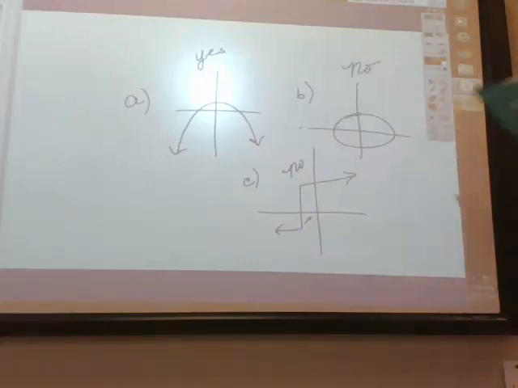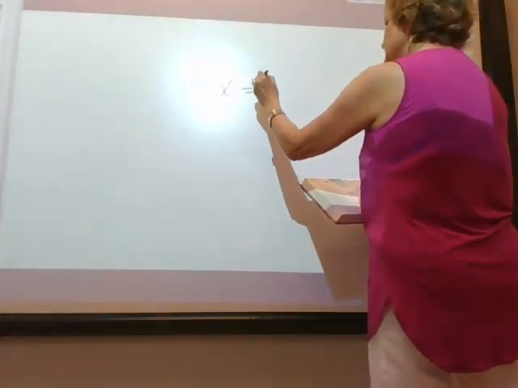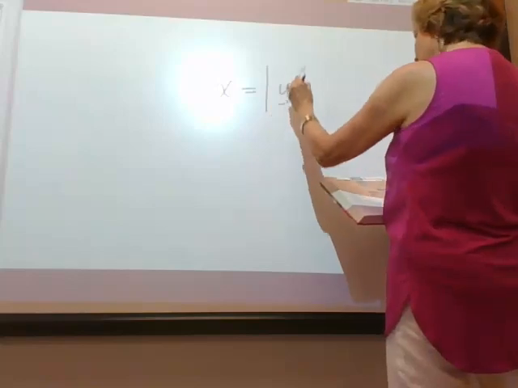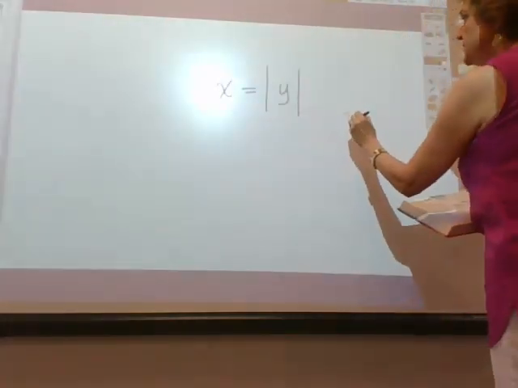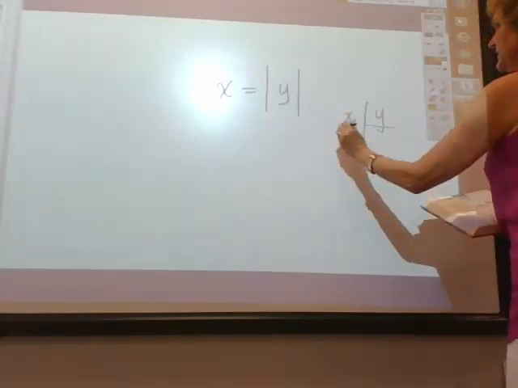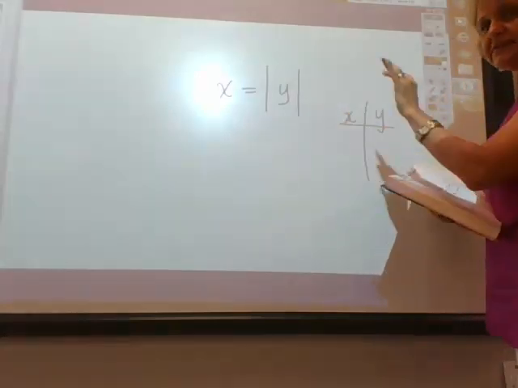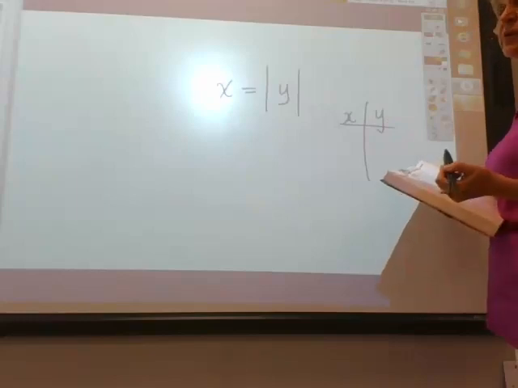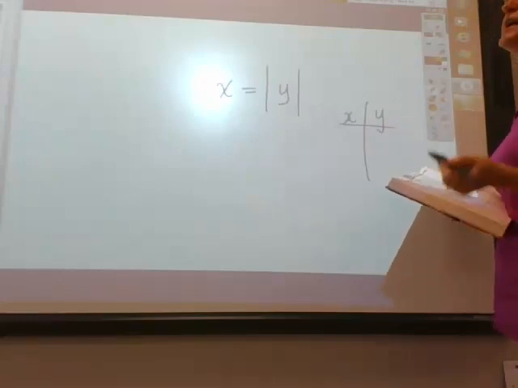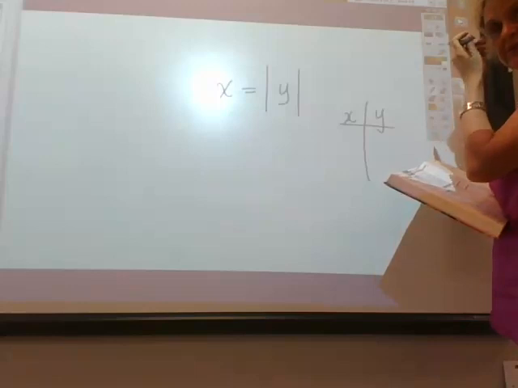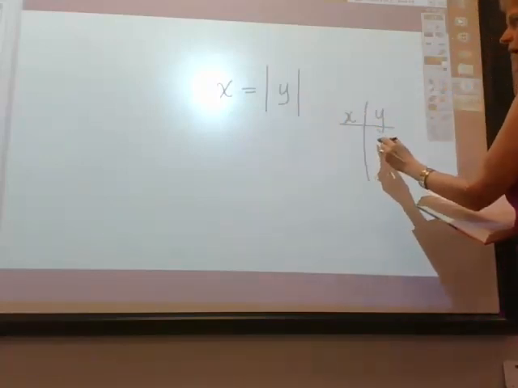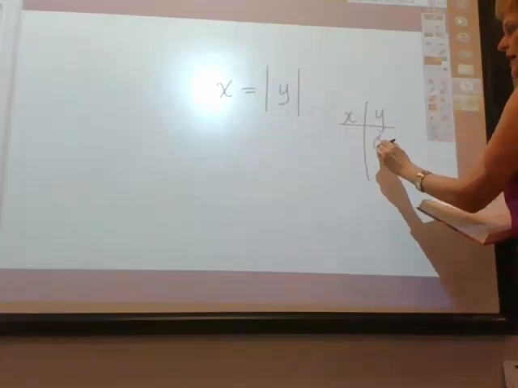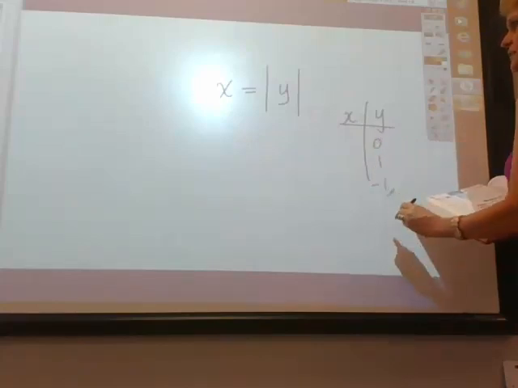Now example 2 asks us, is the relation x equals absolute value of y a function? Well, what we would want to do is make a table, and 2 points determine a line, but in any of these other functions, you want to do about 4 or 5 points and make sure that you've considered some different cases. So in this case, we're going to give y some values. Let's let y be 0 and 1 and negative 1.